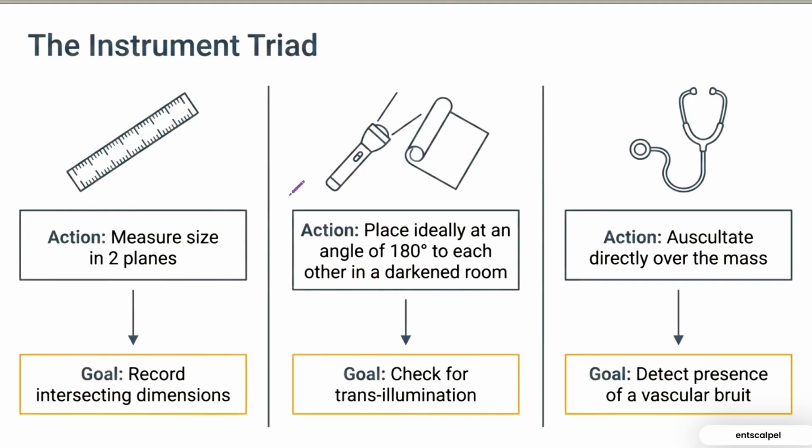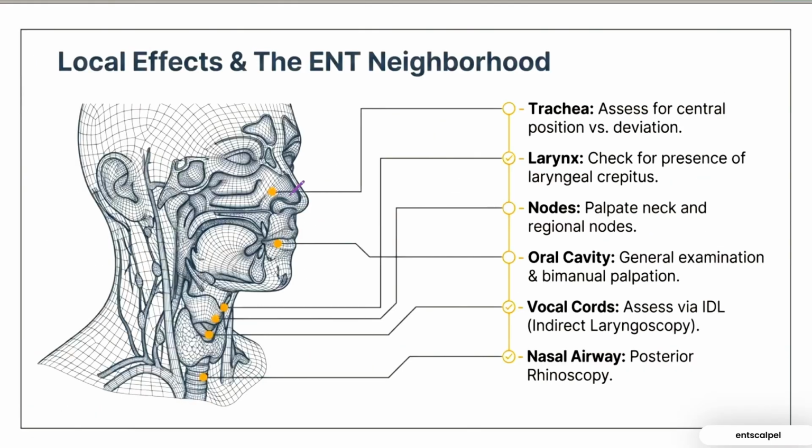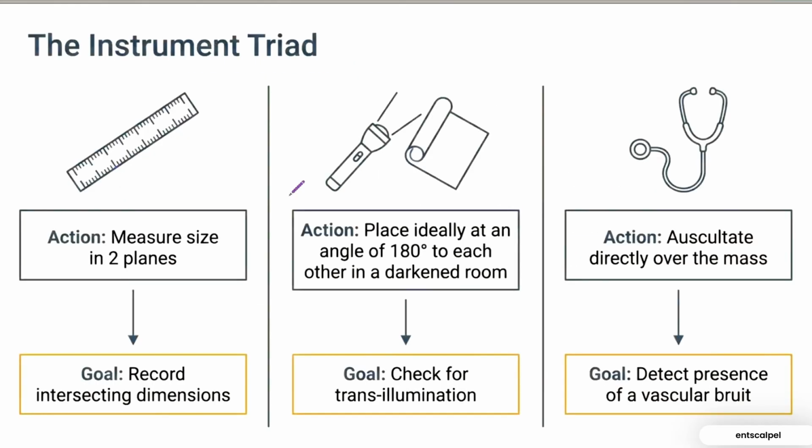And the instructions in the manual are brilliantly specific about this. They dictate that the flashlight and the X-ray roll should be placed at an angle of 180 degrees to each other to check for something called transillumination. This is a classic, elegant medical trick that utilizes the physics of light to determine internal composition. That's so clever. It is.